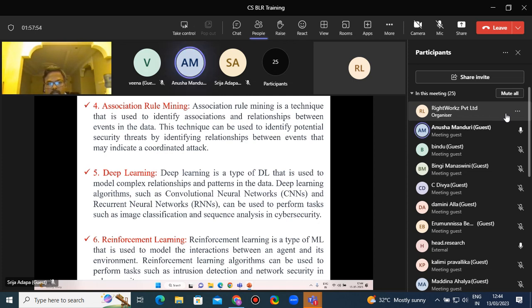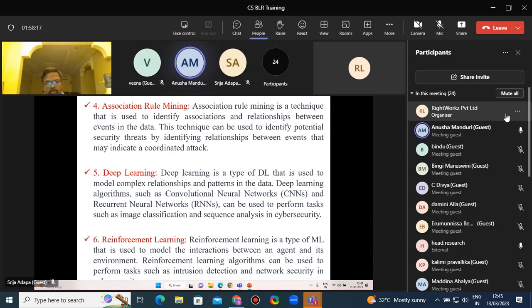Next one is deep learning. Deep learning is a type of ML that is used to model complex relationships and patterns in the data. Deep learning algorithms such as convolutional neural networks and recurrent neural networks can be used to perform tasks such as image classification, sequence analysis, and cybersecurity.